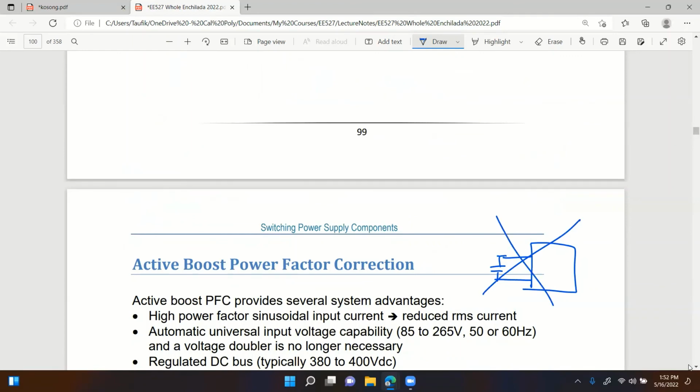Why not? People who took 410, this is only true if you have a lagging power factor. Yes, you put a capacitor for what kind of circuit? Anybody?